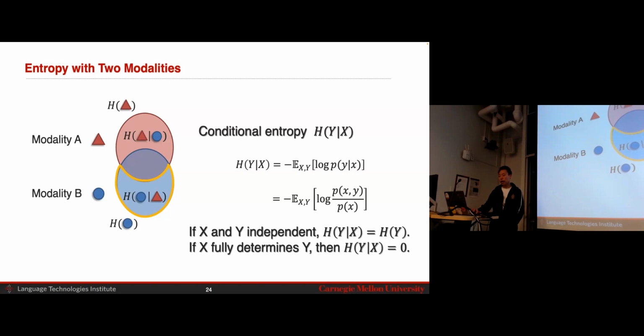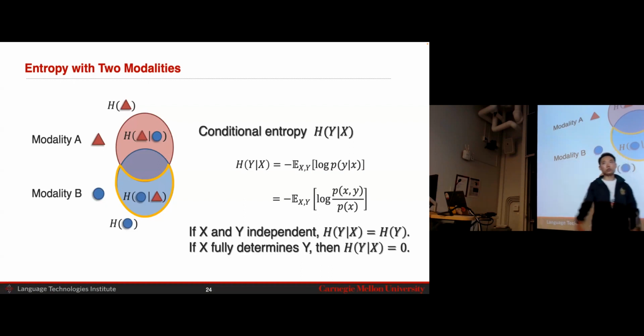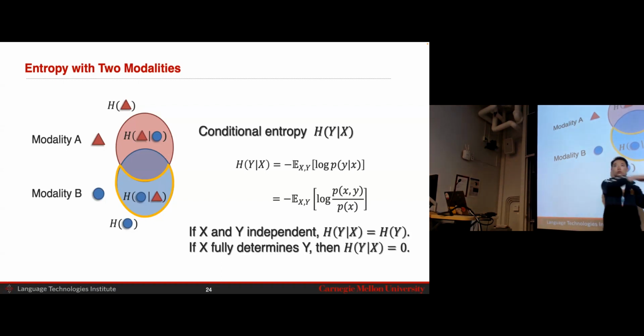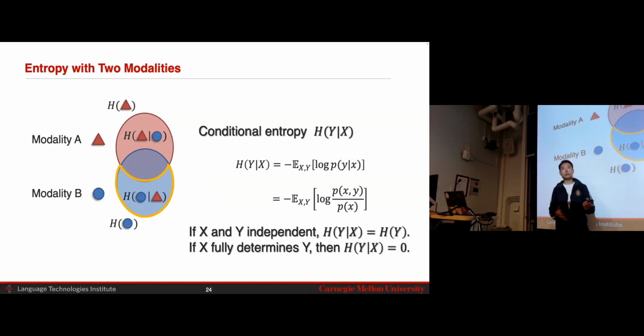So you can also show that within these two spectrums, if they are independent, then conditioning on X doesn't reduce the conditional entropy of Y given X. If X fully determines Y, then it reduces to 0. But in general, any conditioning on X is going to make the entropy of Y given X smaller than the entropy of Y. That's why typically in these Venn diagrams, the conditional entropy area is going to be smaller than the total entropy of that modality.